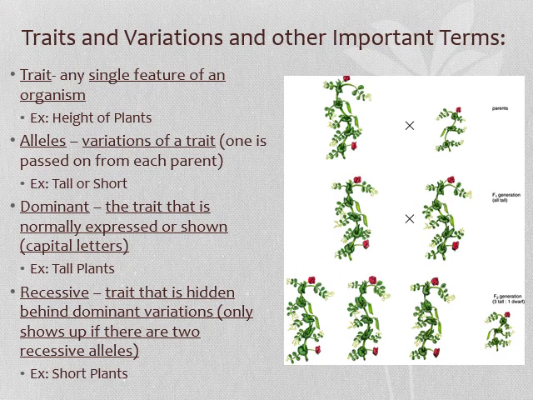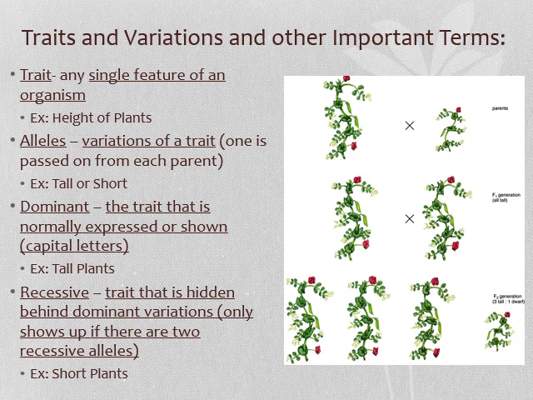So we need to discuss some important terms here. The first one is a trait. A trait is any single feature that an organism can have. For example, in this case, the height of the pea plants. Other variations would include things like flower color, amount of peas in a seed, etc. Alleles. An allele is a variation for a trait, and these alleles are passed on from each parent. Each parent gives one variation of the trait. In this case, we're looking at either tall or short.